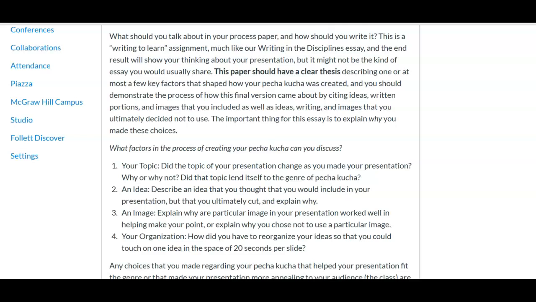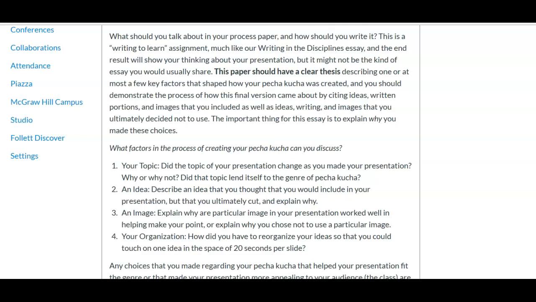genre you're working with. So, what are some of the things you might talk about in your paper? Well, most simply, and something that often comes readily to mind, is your topic. Did the topic of your presentation change as you made your presentation? Why or why not? Did that topic lend itself to the genre of PechaKucha? If you chose a different topic because it just really wouldn't work for PechaKucha, explain that and explain why it really wasn't appropriate for this particular genre.